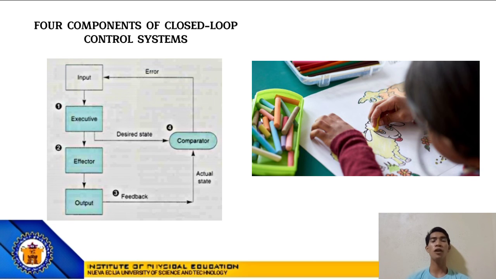Then after the coloring is done, the child will then use the feedback component to assess the outcome of his or her work. So after assessing the outcomes, the child will use the comparator or the error detection mechanism component to compare the actual outcome to the expected and desired outcome. Then the child will evaluate the result, also using the executive. So that would be all.